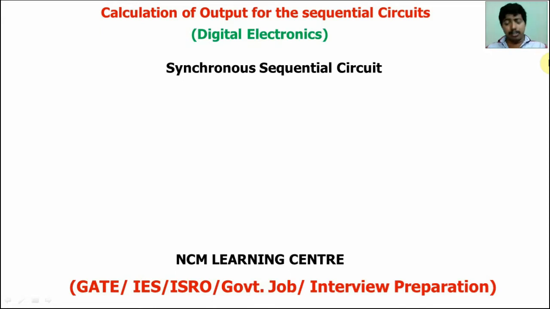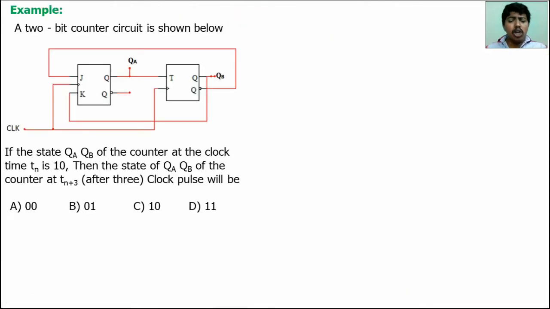So we will discuss. Let me solve a problem. When we solve this problem, you can get these concepts very clearly. This is a synchronous sequence circuit because the clock pulse is common for all the flip-flops. The objective of the question is: initially the present state QA QB is 1 0. After 3 clock pulses are applied, what will be the next state of QA and QB?